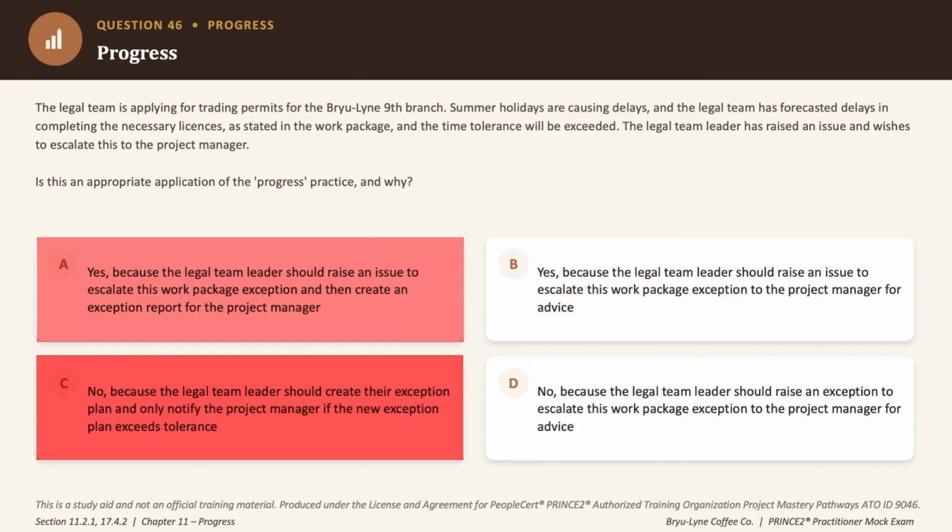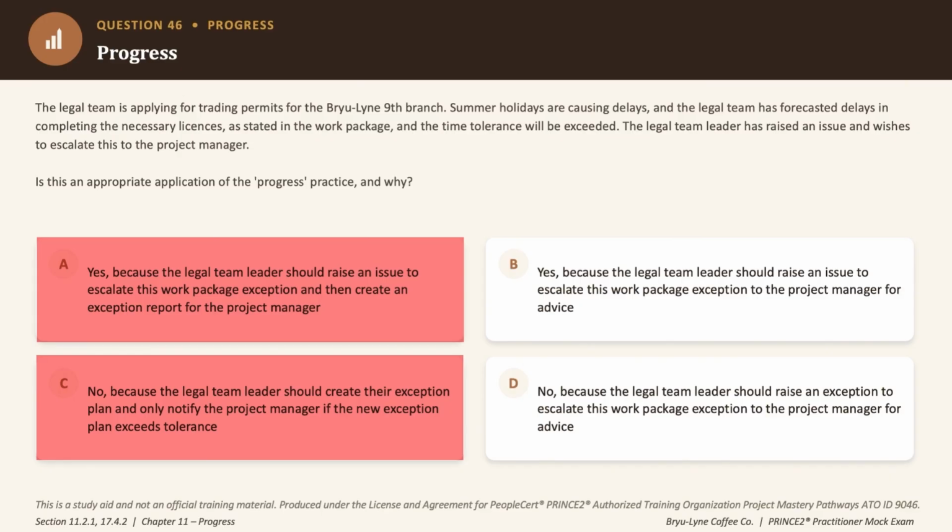So eliminated. Option D says no, using almost identical wording to the correct answer, but it's mislabeling the action as raising an exception rather than raising an issue, right? Very important and a very fine nuance for a few of you who have selected option D as the correct answer choice.